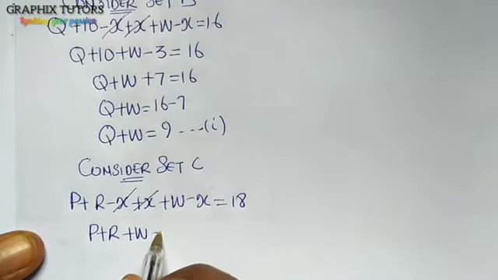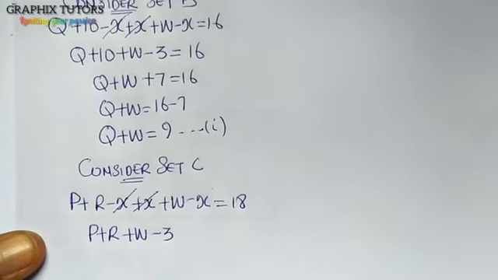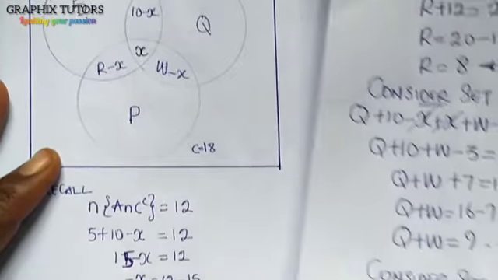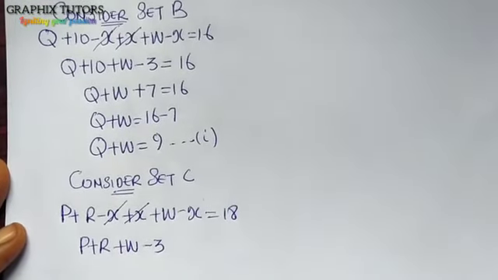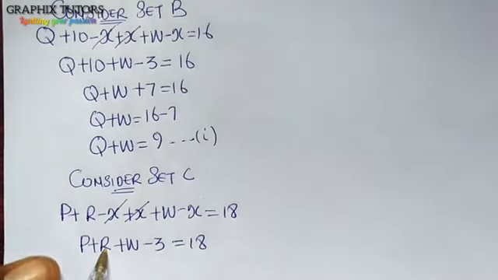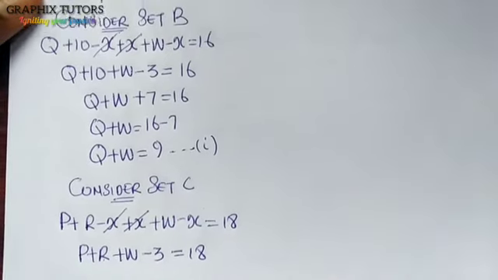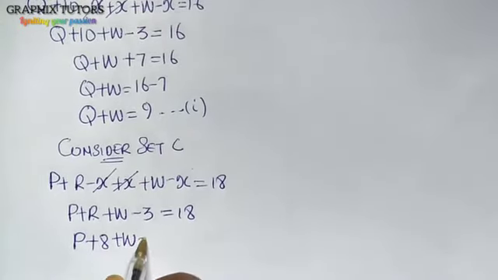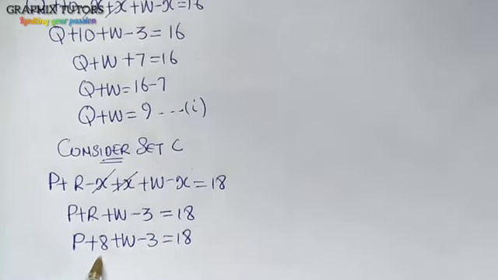But what is minus X? X is what? 3. If you look at what we did here, our X is given as 3. So I put my 3 there. So from there, equals to 18, right? Similarly, what is R? R is given as 8. So I put my 8 there. So we have P plus 8 plus W minus 3 is equals to 18. So 8 minus 3 is 5.